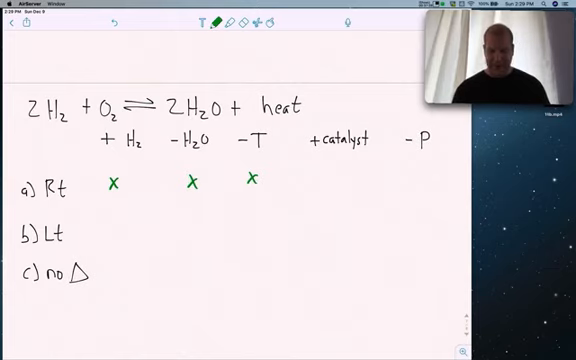What if we add a catalyst? The catalyst causes no change. It just makes things go faster. What happens if the pressure goes down? If the pressure goes down, we shift to the side that has the higher moles of gas. It's shift left. So this is something that's very important, Le Chatelier's principle.